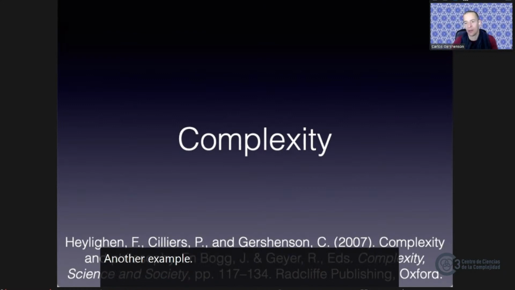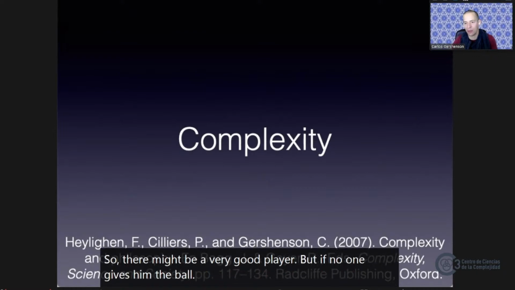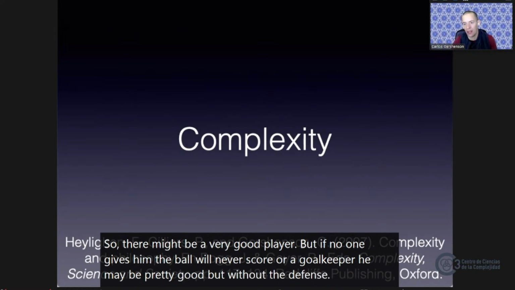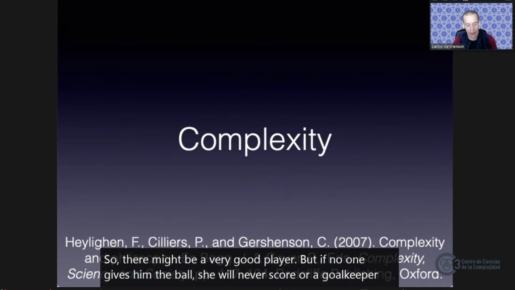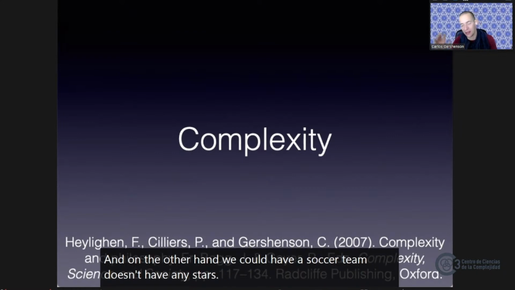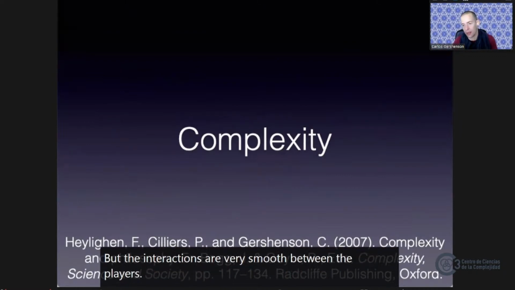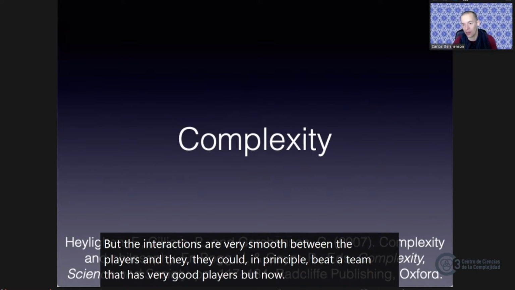Another example could be with soccer. So there might be a very good player, but if no one gives him the ball, he will never score. Or a goalkeeper, he might be very good, but without a defense, it will be more difficult to have a good performance. And on the other hand, we could have a soccer team that doesn't have any stars, let's say a star player, but the interactions are very smooth between the players, and they could, in principle, beat a team that has very good players but no coordination.